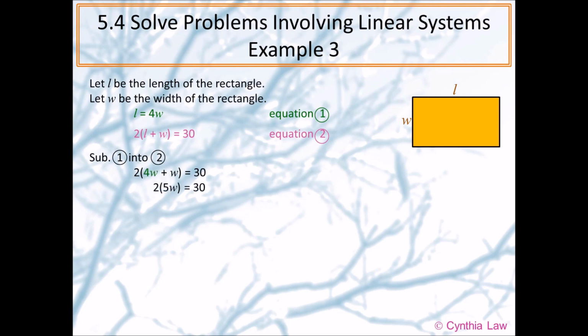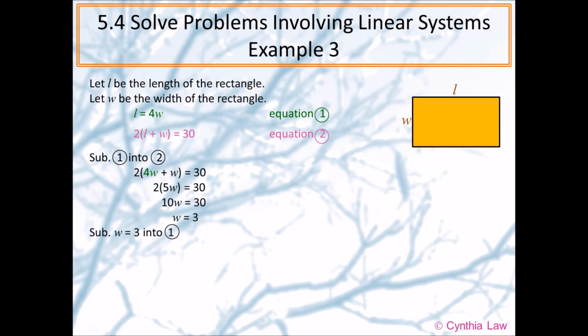And then I am going to simplify inside the bracket. 4W plus W is 5W. So I have 2 multiplied by 5W equals 30. I expand, I have 10W equals 30. I divide both sides by 10. I have W equals 3. And that's the width.